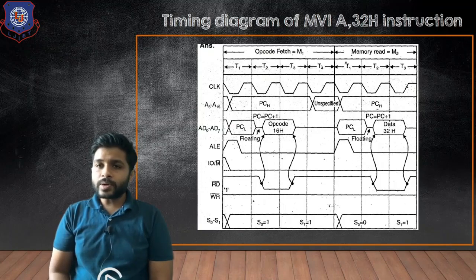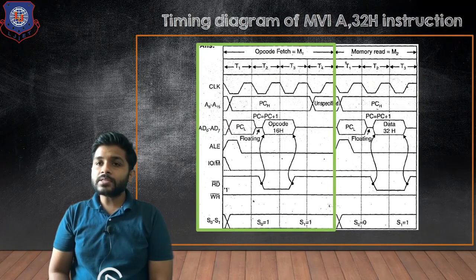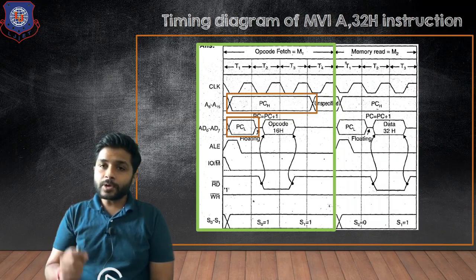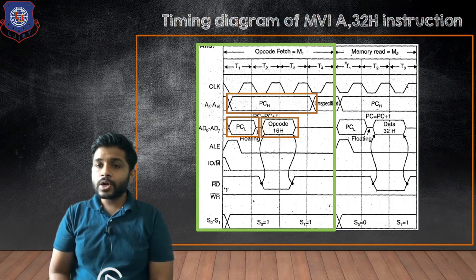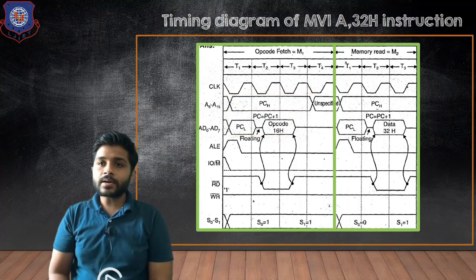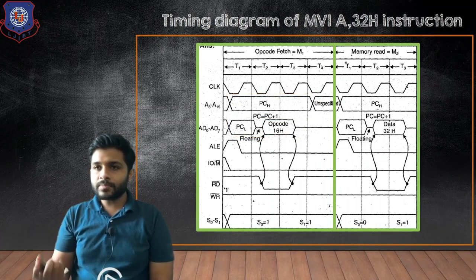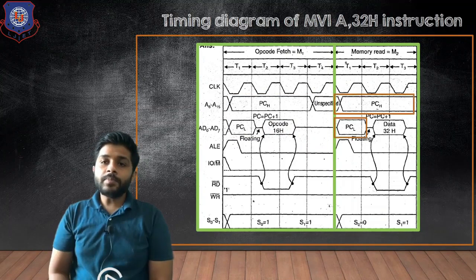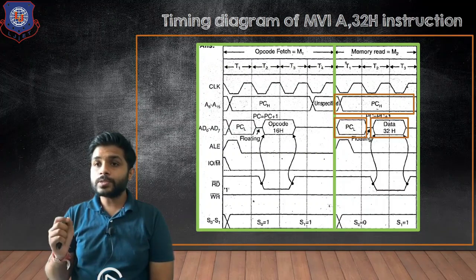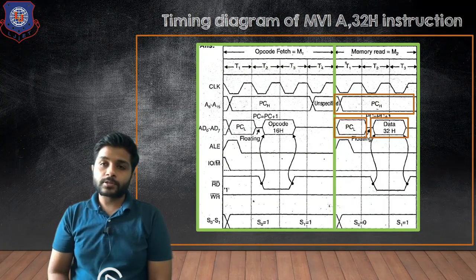Let's see. So you can see that the first timing diagram is the opcode fetch, and to fetch the opcode the processor will put the address in the address bus, and after putting the address the opcode will be fetched from the memory to microprocessor. In this opcode fetch machine cycle the opcode will be fetched. The second machine cycle is memory read. Again in the memory read the data will be read from the next memory location and the data will be transferred using the data bus to the microprocessor.